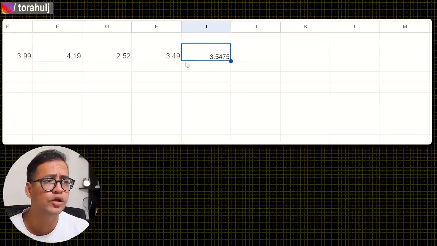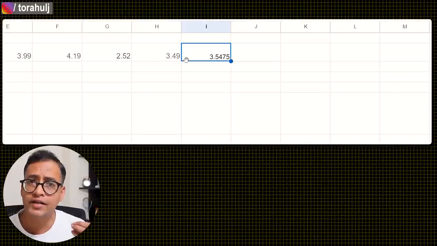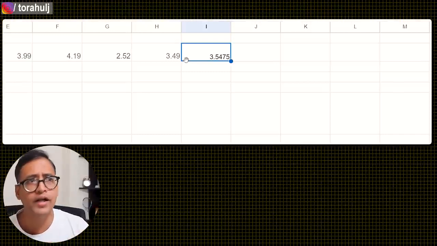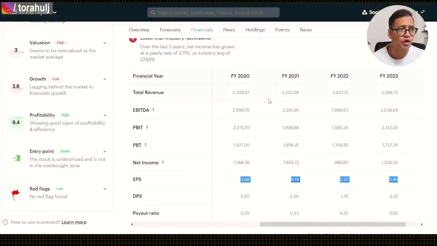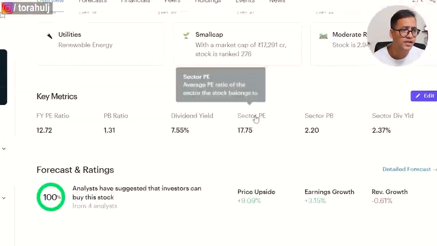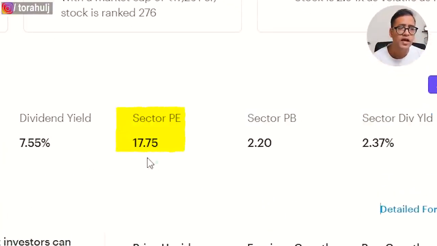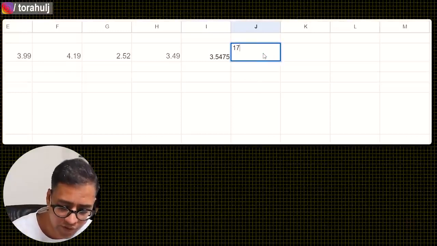Now what we really need to do is find out the fair value of this particular stock. That will tell you whether you should buy this stock or not, right? So the next thing we need is the sectoral PE ratio of this stock. Let us go ahead and look for that data here. If you go up here somewhere, we will see that the sector PE of this stock is roughly 17.75. Let us go ahead and get that number here, 17.75.